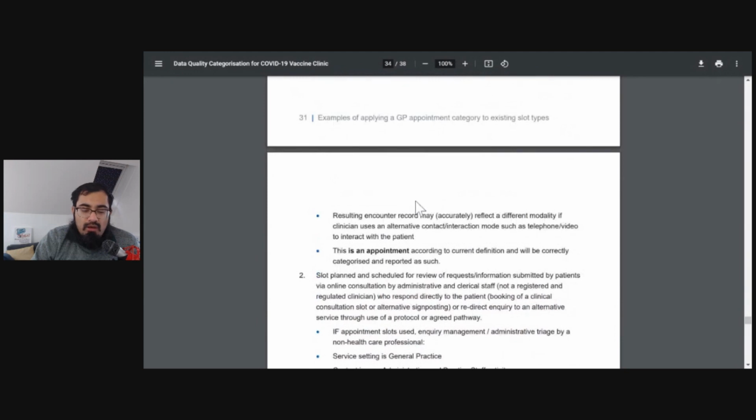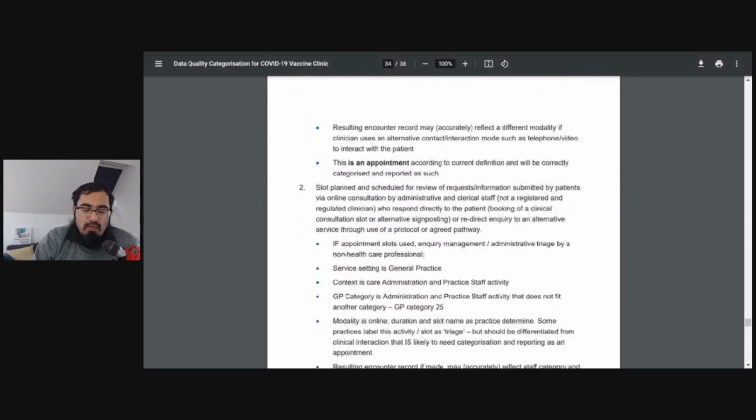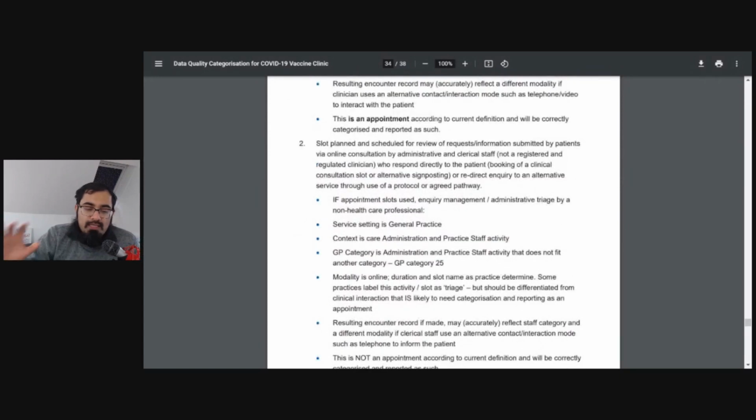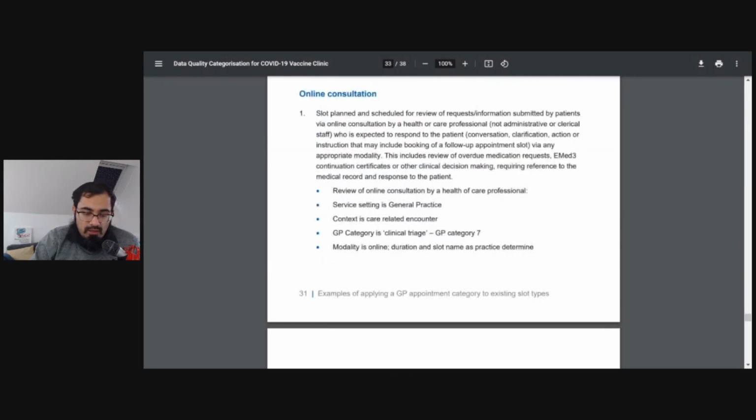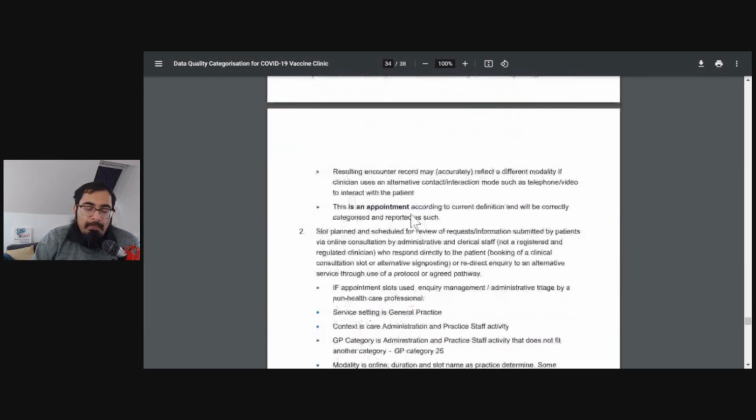It's an interesting part, and it's trying to help you understand the definition of an appointment versus not an appointment. And I guess this is the key thing, that if there's a clinician involved in contacting and negotiating with that patient, that's an appointment, and therefore it's care related. I've forgotten the terms already. Care related encounter. That's it.